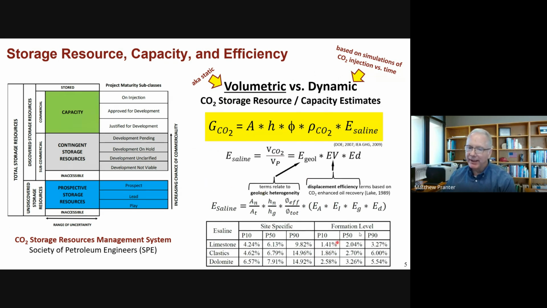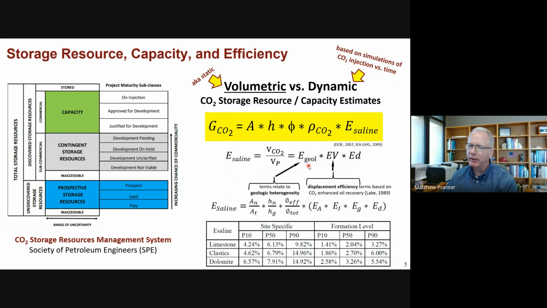There's a lot of detail here, but I just wanted to touch on this E-saline parameter, the storage efficiency parameter. The DOE has established, for different lithologies and different environments of deposition, what they refer to as site-specific or more specific study area estimates of efficiency versus formation-level estimates, which are more regional. They range from about 1.5% to about 15%. That's the volume of CO2 that could actually be stored within a certain pore volume.